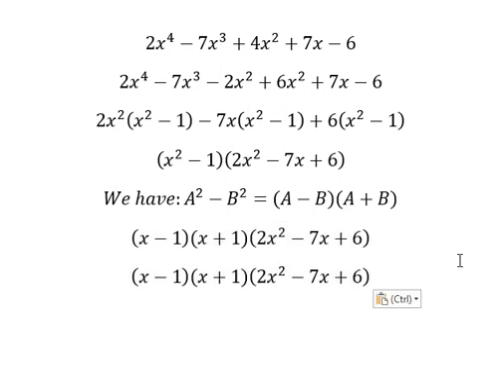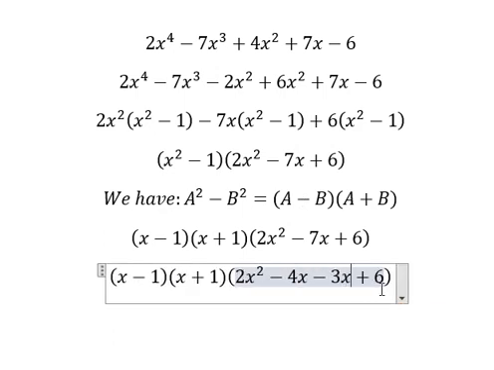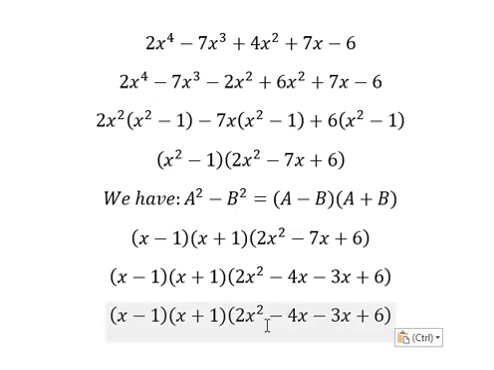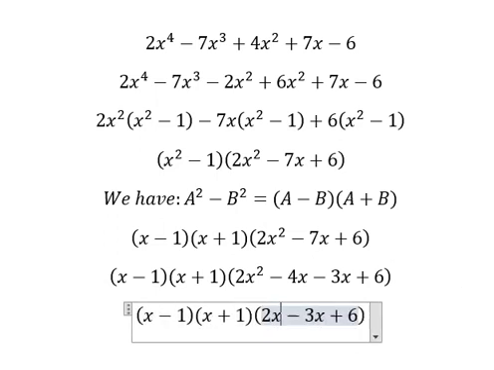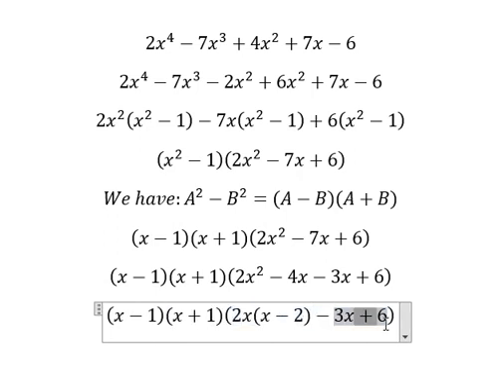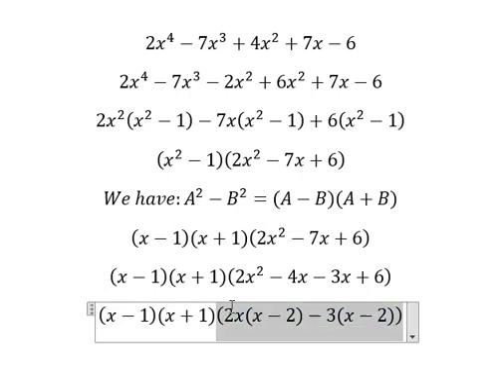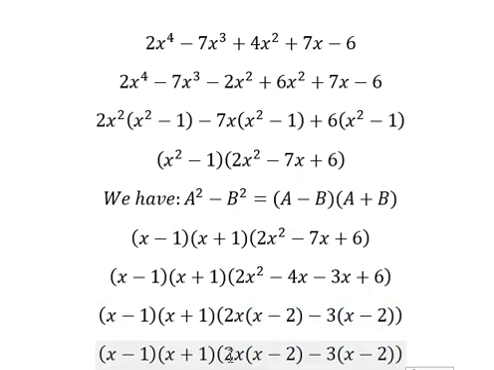So, about this one, we can put negative 4x, negative 3x. Next, we can do about factorization by 2x. This one by negative number 3. And now we have the final answer.